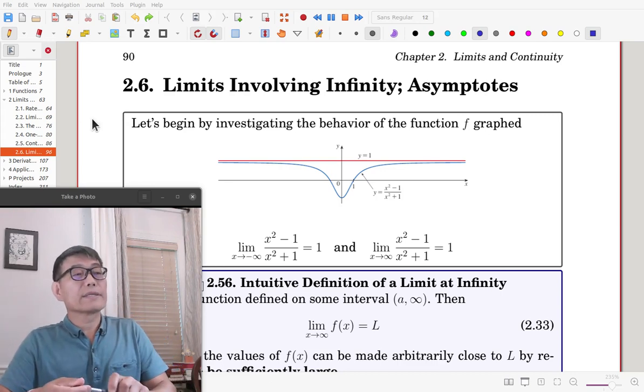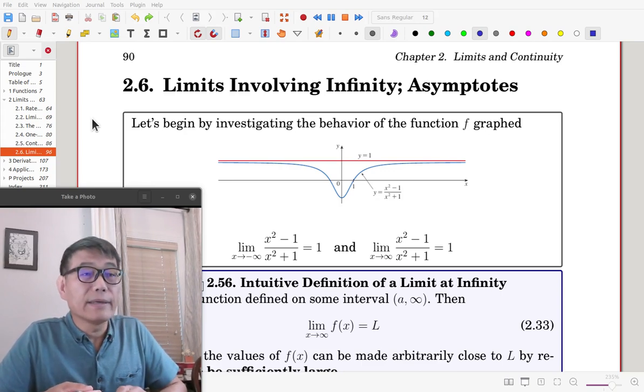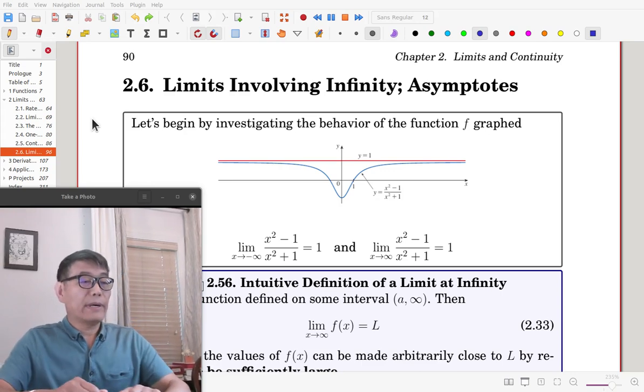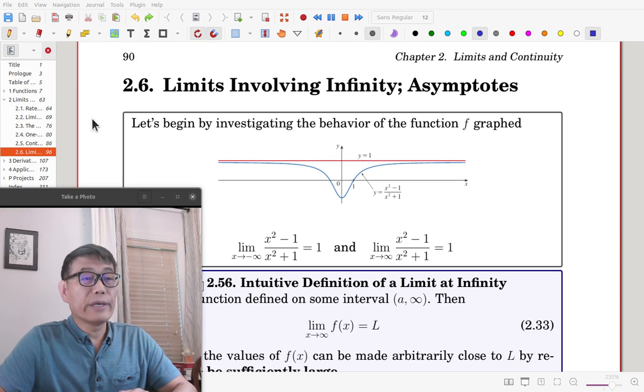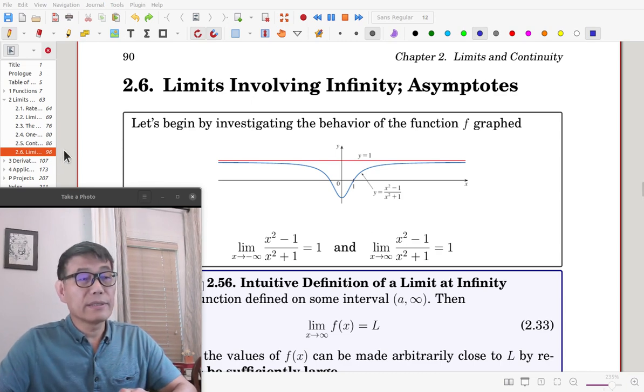Hi, section 2.6, limits involving infinity. In part 1, we'll study horizontal asymptotes, and in the second part, we'll consider oblique and vertical asymptotes. Let's see this example.